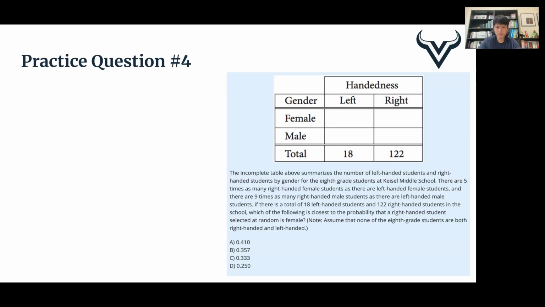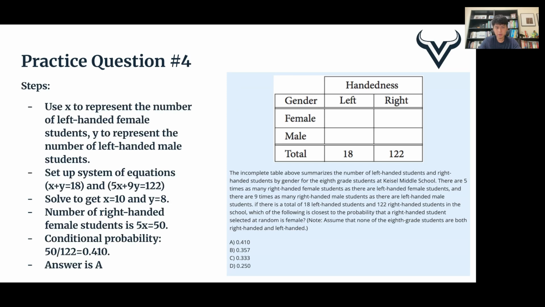Okay, let's try one more practice question, this time for probability. So hopefully you've attempted it for yourself. The answer is A. Firstly, we use X to represent the number of left-handed female students and Y to represent the number of left-handed male students.